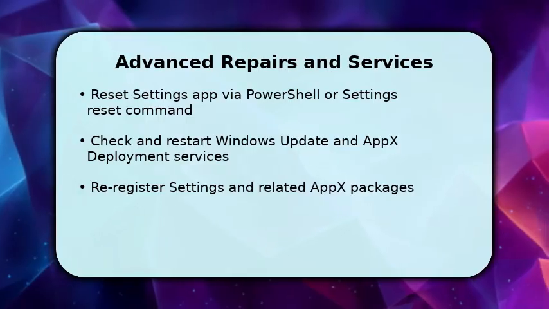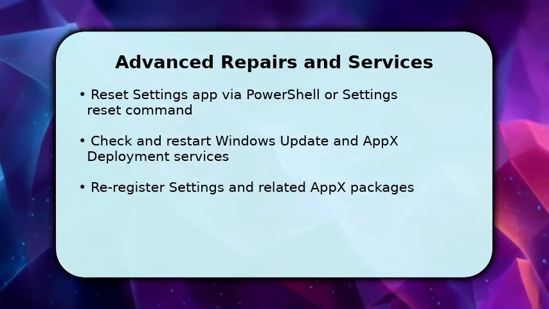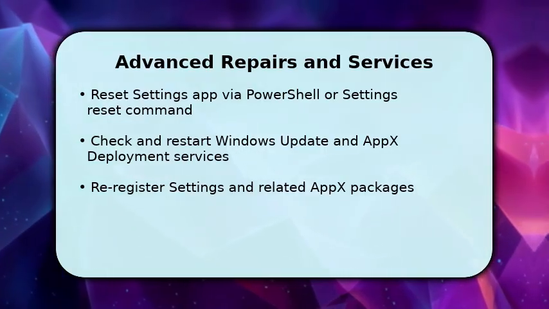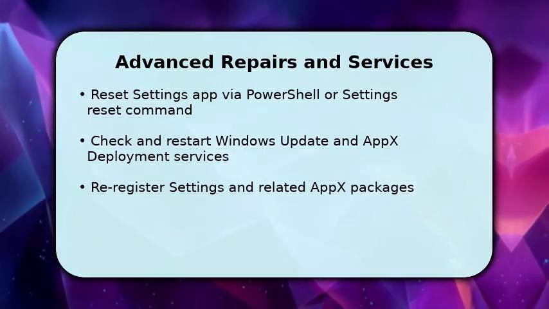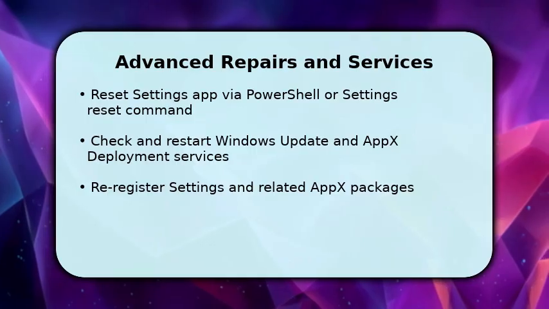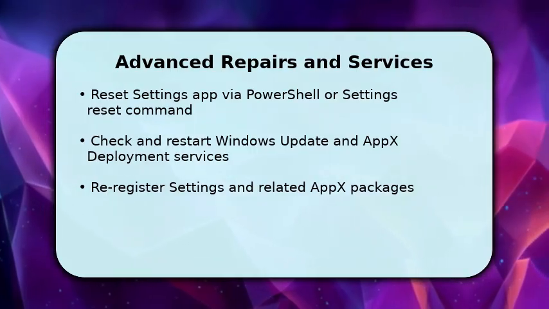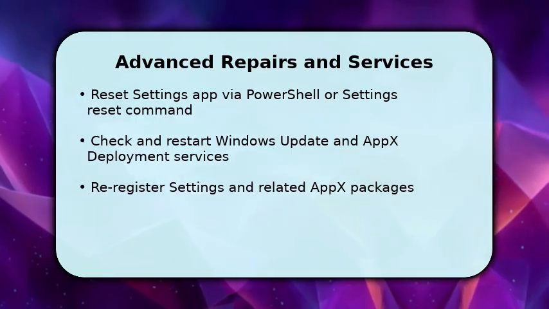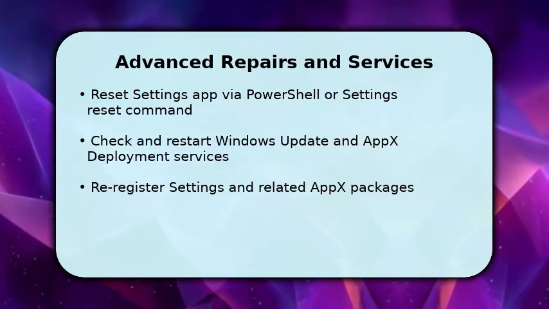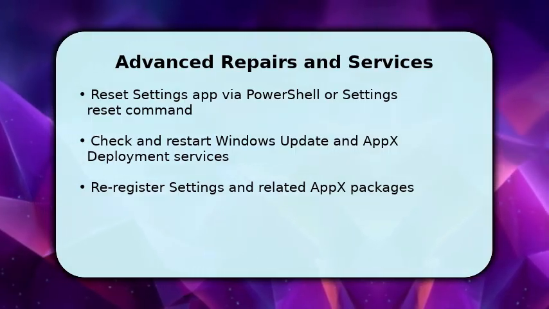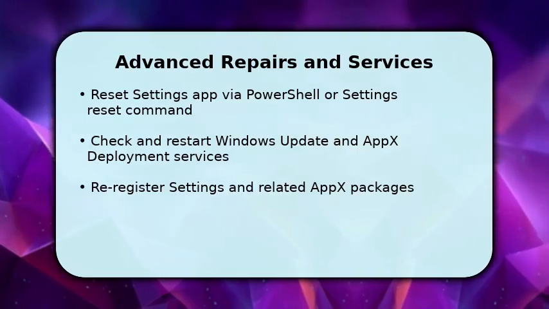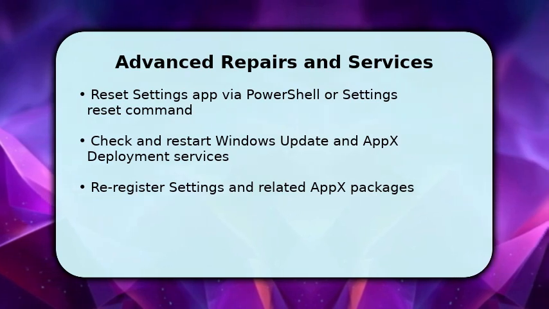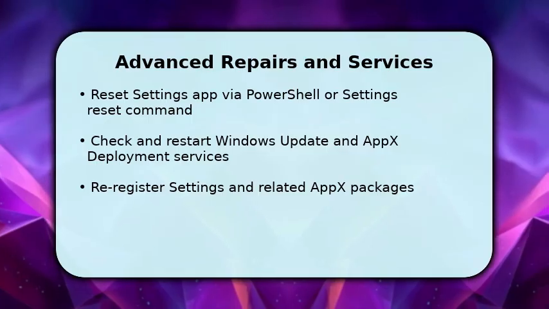Next, you handle application and service issues that block settings. Use PowerShell as admin to re-register the settings app and related AppX packages with commands like Get-AppxPackage and Add-AppxPackage. This restores missing package registrations. Then, check services for Windows Update, AppX deployment service, and background intelligent transfer service, and restart any stopped services. Once services are healthy, reset the settings app via the apps and features panel or PowerShell to clear corrupted state and allow normal launch behavior.